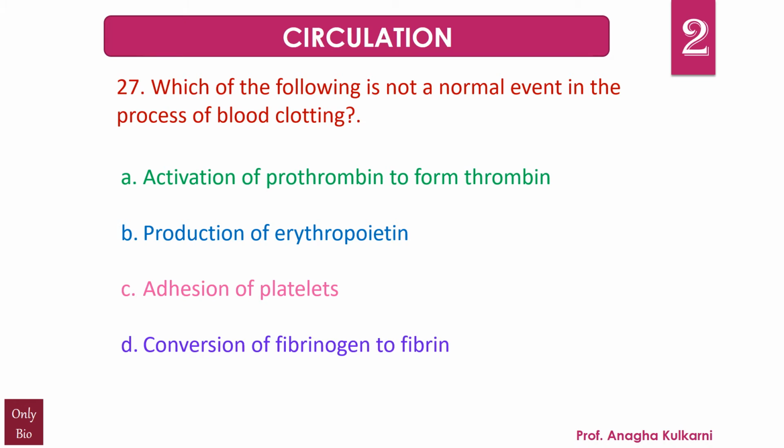And the correct answer for this question is B. Production of erythropoietin. That's a hormone which is produced by the kidneys in case of hypoxic conditions, that is low oxygen condition, which stimulates the bone marrow cells to produce more of RBCs. So this is not at all the event of blood clotting.